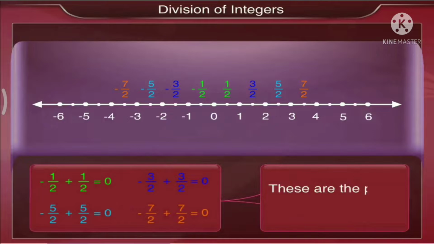If you add these numbers, you will get 0. Whenever you add two numbers and the sum you get is 0, it means the given numbers are opposite numbers. So opposite numbers are also known as additive inverse numbers. Clear students? Opposite numbers are also known as additive inverse numbers.